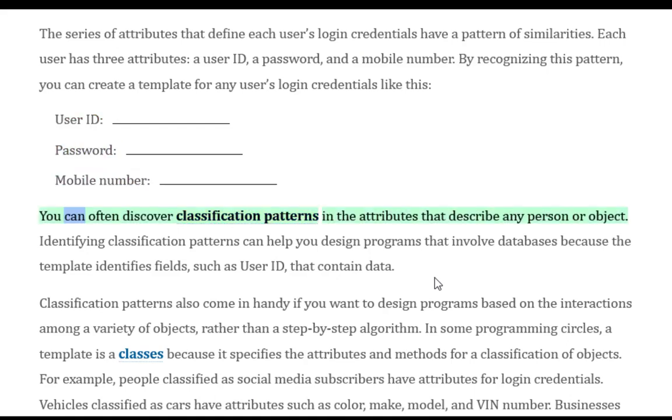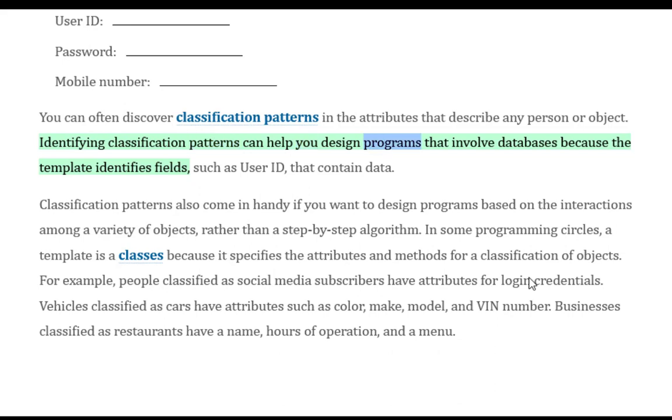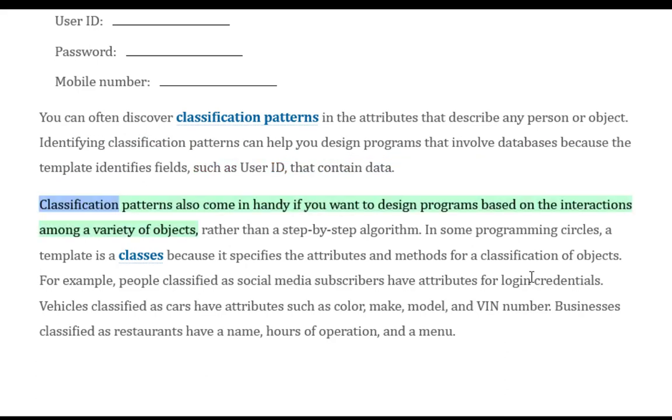You can often discover classification patterns in the attributes that describe any person or object. Identifying classification patterns can help you design programs that involve databases because the template identifies fields, such as user ID, that contain data. Classification patterns also come in handy if you want to design programs based on the interactions among a variety of objects, rather than a step-by-step algorithm.